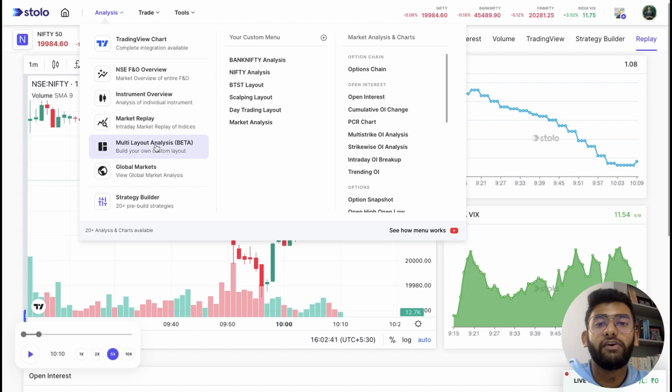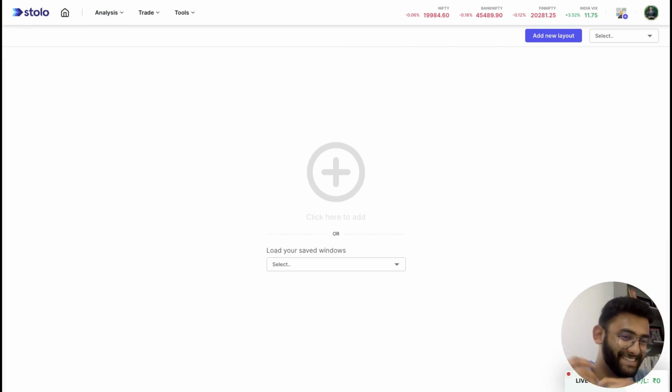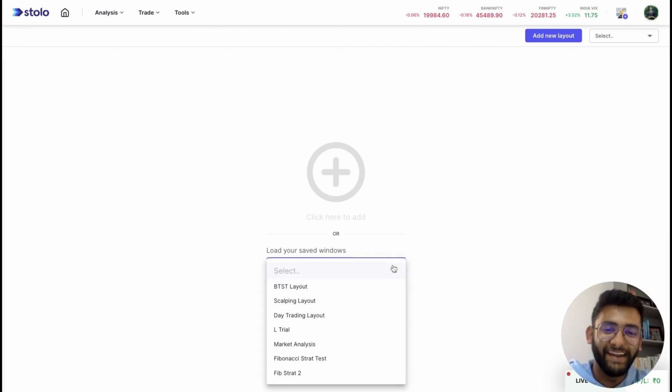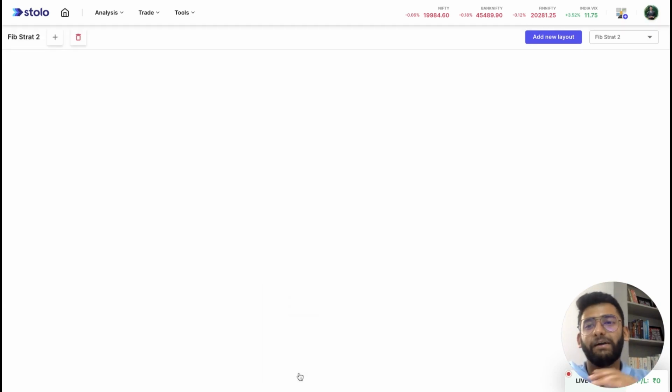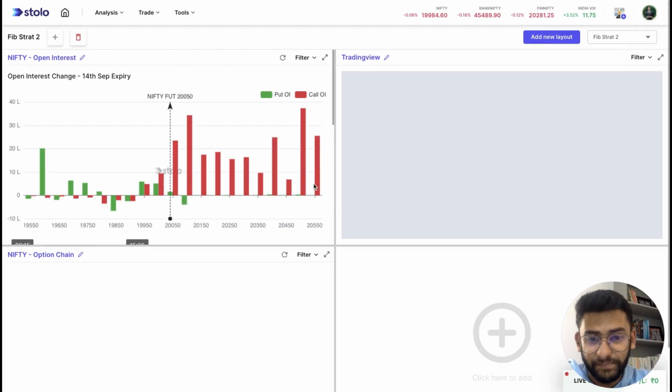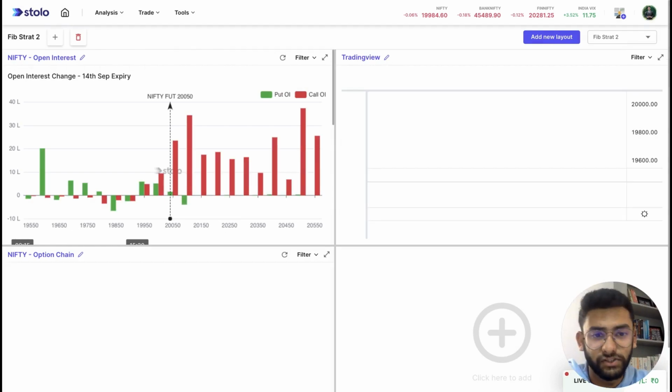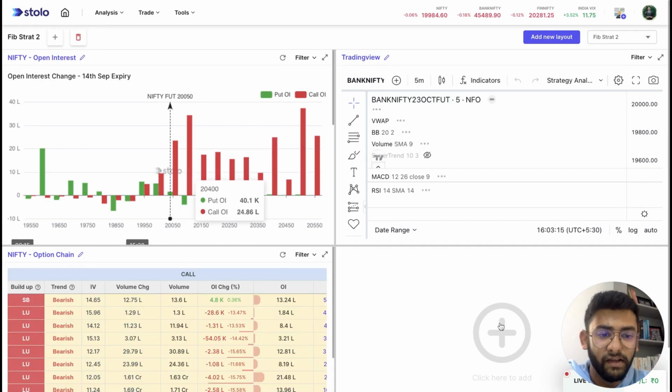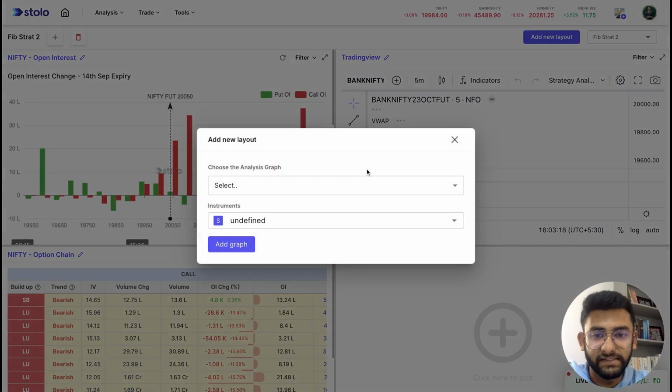So multi-layout analysis is something I should come to, where we realized a lot of you are opening multiple tabs, almost seven, eight tabs and more, and you have to keep shifting each tab, right? So that's why we brought in multi-window analysis, so that you can directly see, on one window itself, the charts, right? You can see your charts, you can see your open interest data, you can see your option chain data here, and you can also add any of the analyses we have, right?